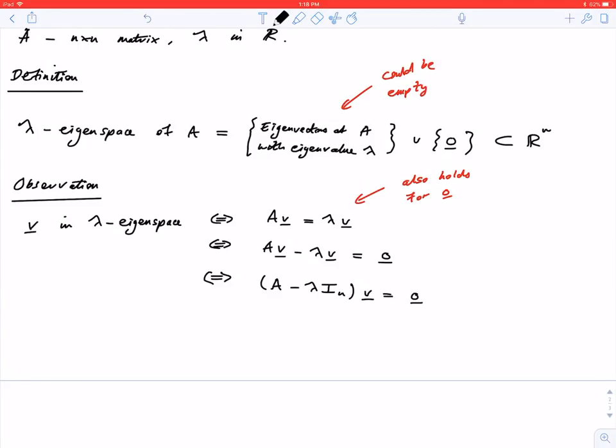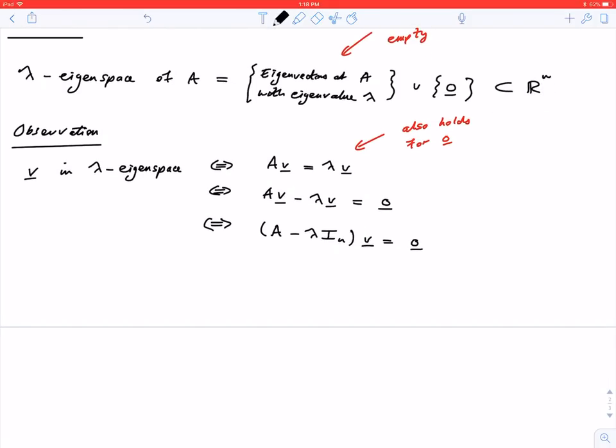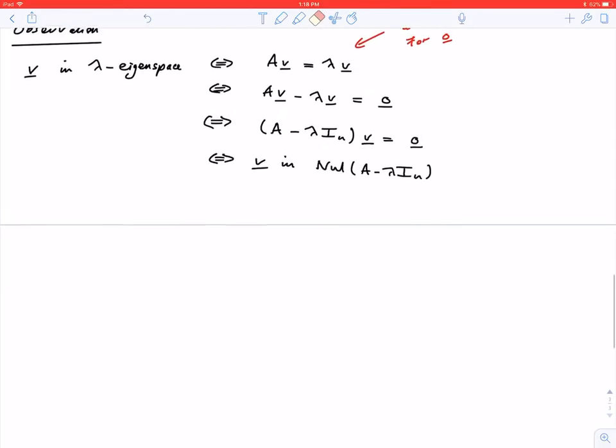Now, why is this good? This is good because this is exactly the kind of statement that we've seen when we've been thinking about null spaces of matrices. So this is if and only if v is in the null space of A minus lambda In. We're not talking about the null space of A here. We're talking about the null space of A minus lambda In, and we're looking at that because we're trying to re-express this concept in terms of something more familiar. So what does this mean? It's saying you're in the eigenspace if and only if you're in the null space. That means the eigenspace is the same thing as the null space.